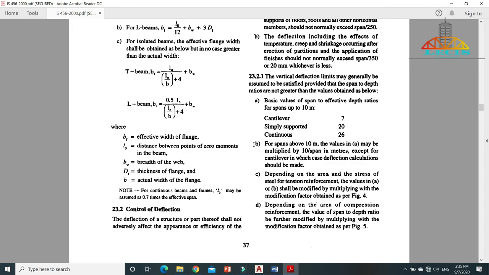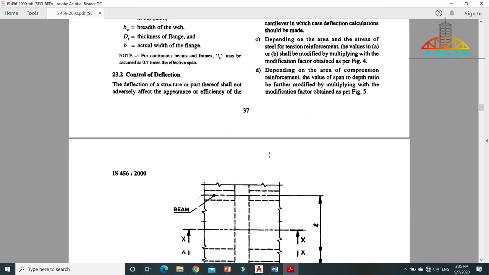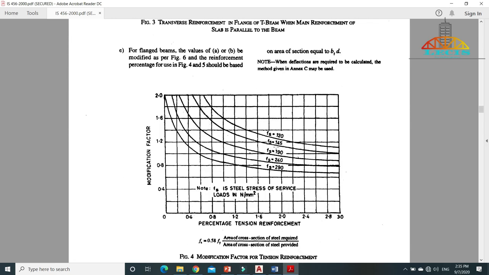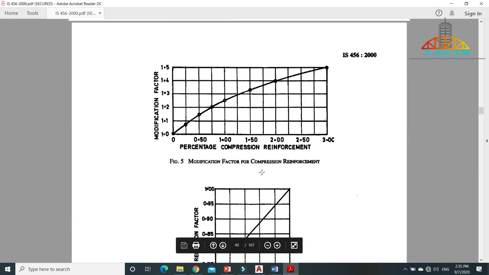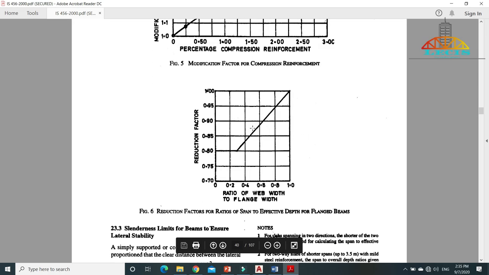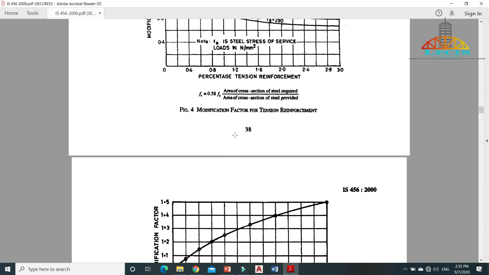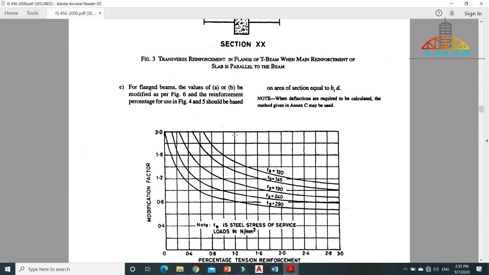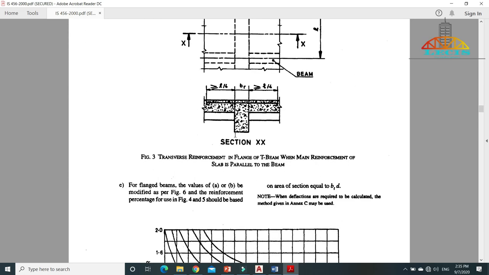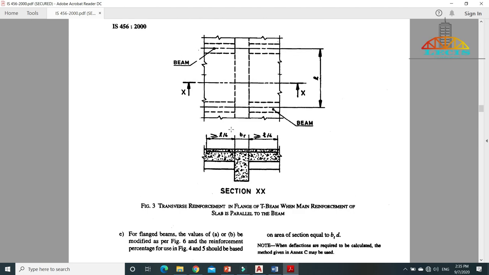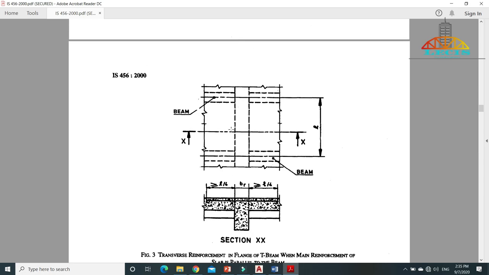The limiting values of span to effective depth ratios are calculated by modifying these factors. And here are various modification factors: the modification factor for tension reinforcement, the modification factor for compression reinforcement, similarly the reduction factor, and we will obtain the final limiting value of span to effective depth ratios. If you need to know more about how these basic values are converted into the limiting values of span to effective depth ratios, you can refer to my previous videos on preliminary design of slab, for which I will put the link in the description.